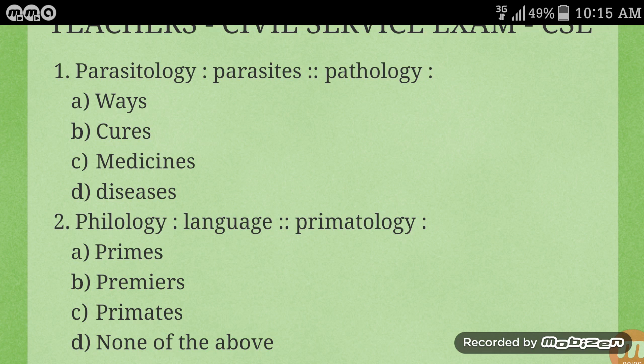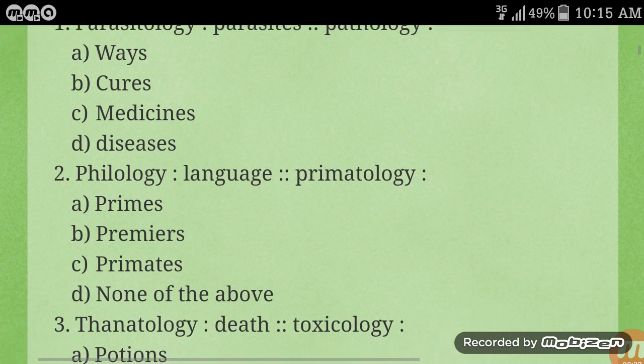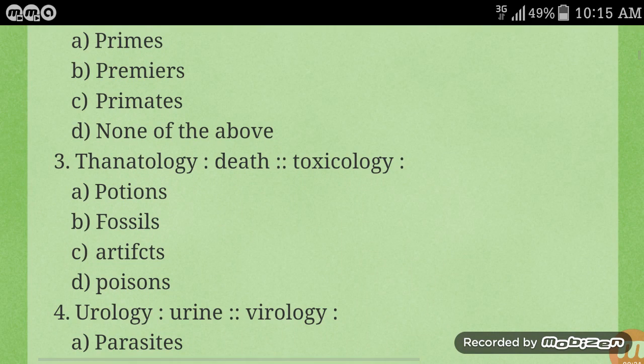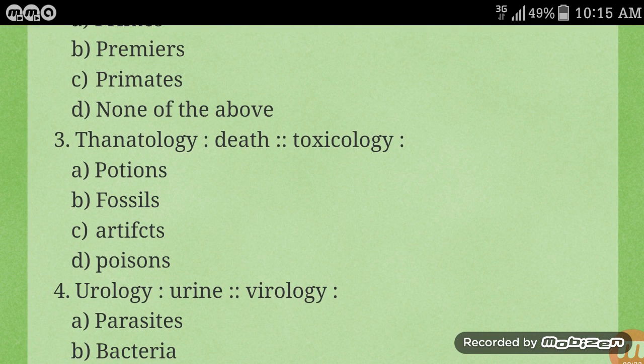Okay, so parasitology studies parasites, and pathology studies diseases, of course. Pathology studies pathogens or disease-causing organisms. Next one, philology studies language, and primatology deals with primates or apes. Next one, thanatology deals with death, and toxicology deals with toxic substances, toxins or poisons.